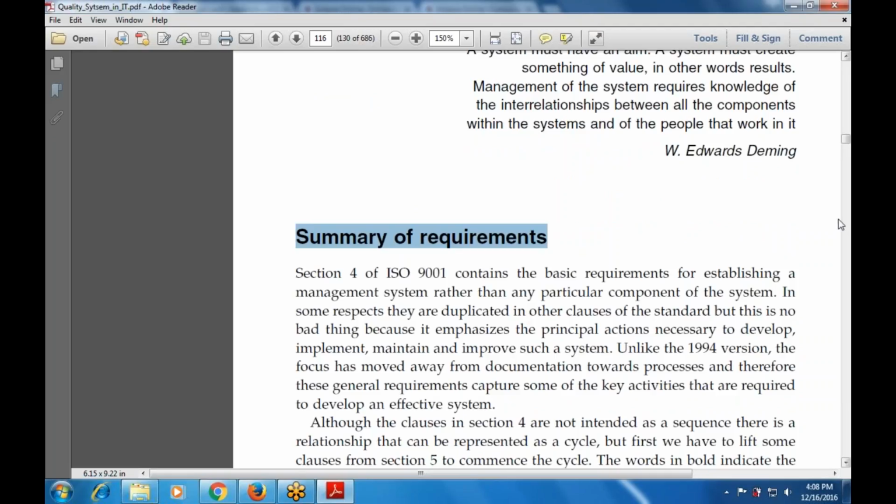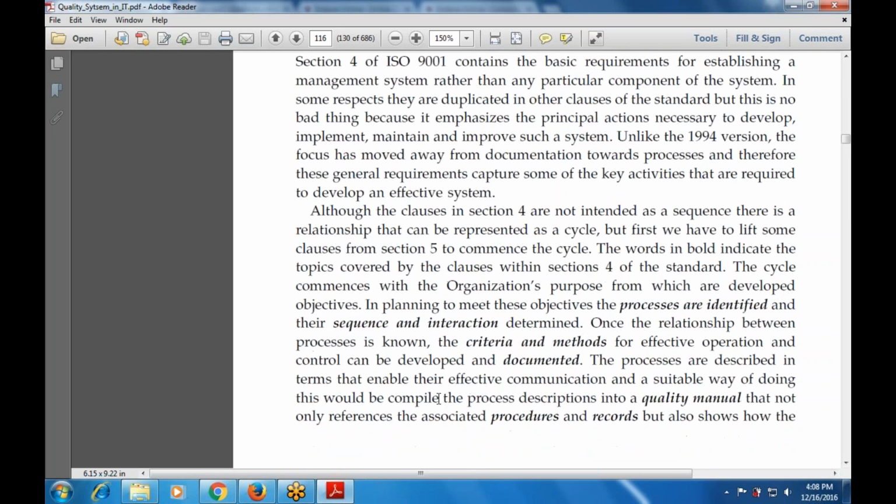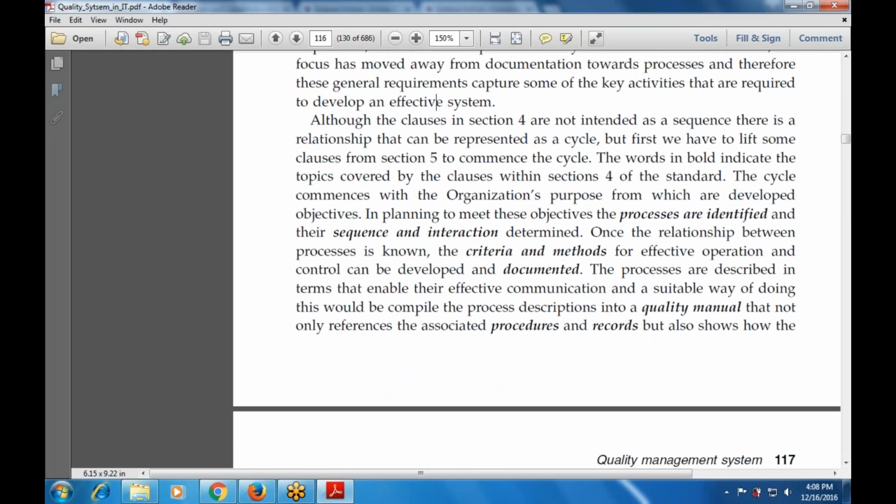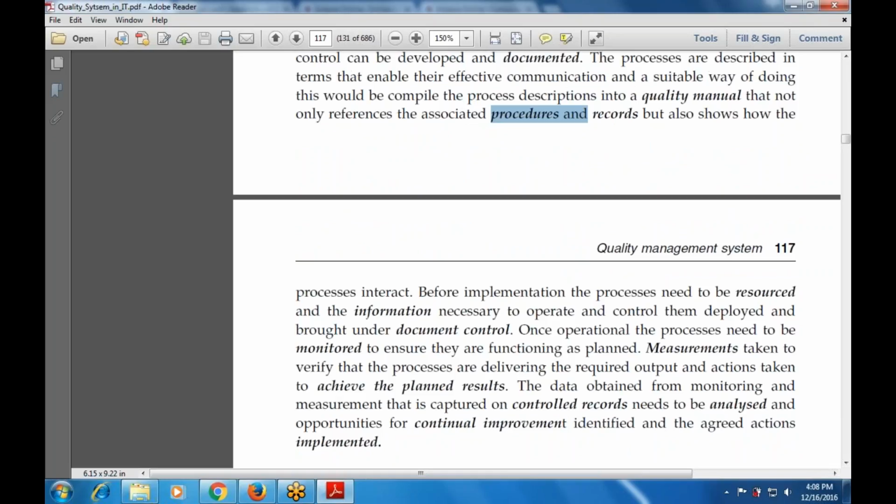A quality management system is used together for the development of the various requirements. There are four parts in this. One is the criteria and methods, the processes, their sequence and interaction that are determined; the quality manual, references, associated procedures and records; what is available, what is targeted, resource information, document control; and monitoring and measurement taken to verify that the processes are delivering the required output and the action to achieve the planned results.